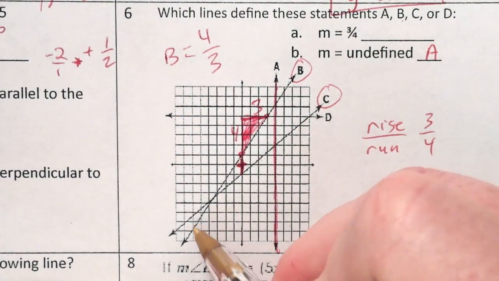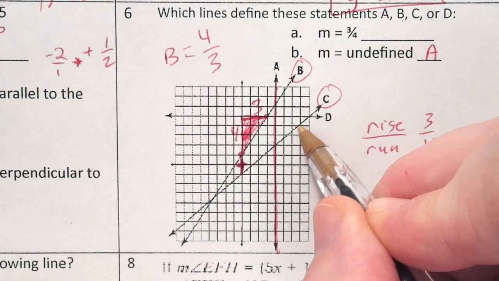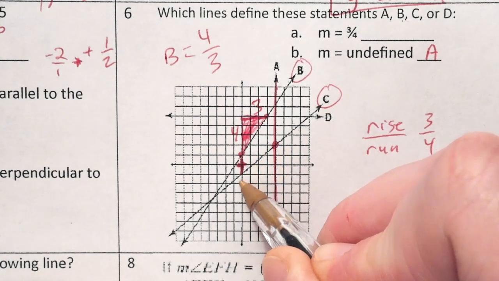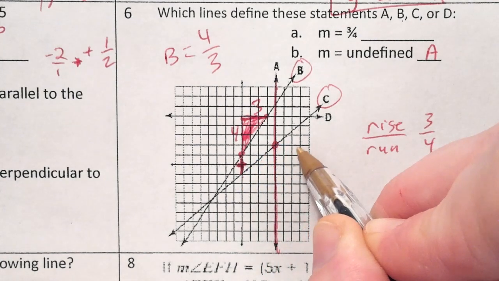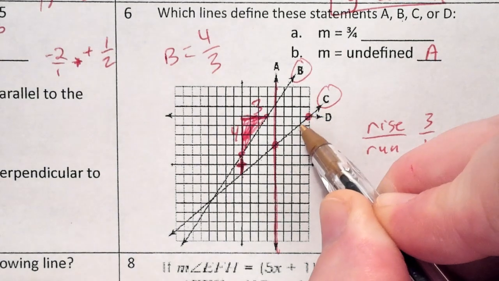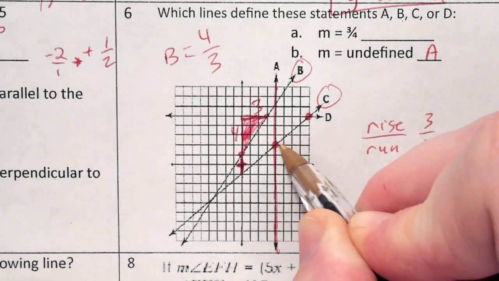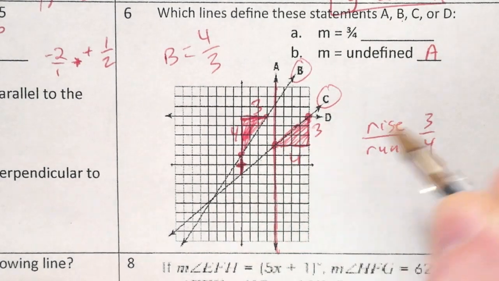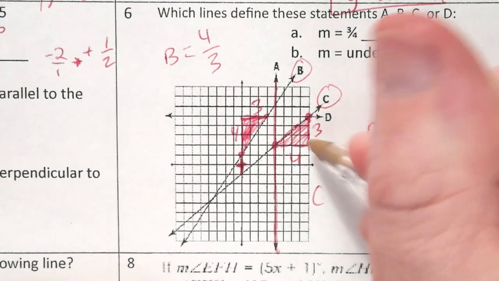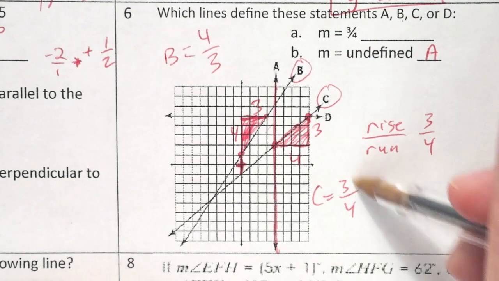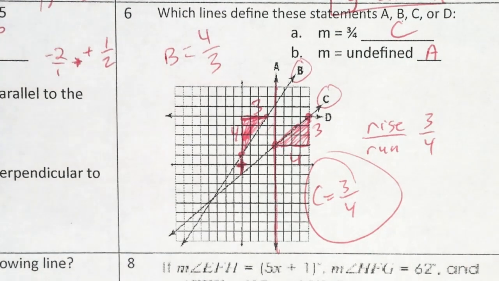Now let's try C. So let's see, this is a good point, and that looks good right there. That one's almost good. That one's the best. If I make a right triangle out of that one, that is definitely a 3, and that's definitely a 4. So C has a rise of 3 and a run of 4, and they're both positive. So C is the better answer, and that's it. You just had to pick out which one had that right slope. And that's the answer to number 6.